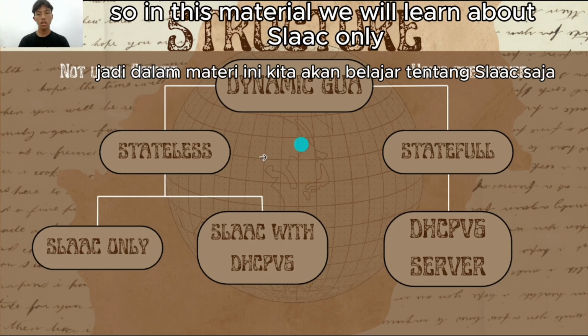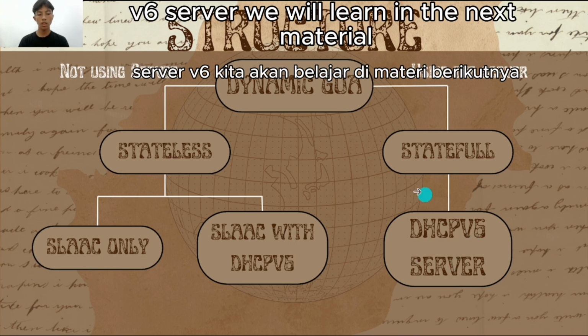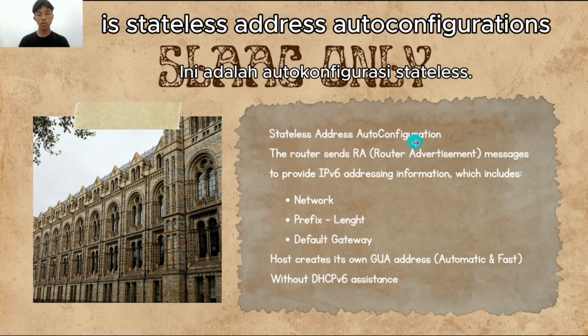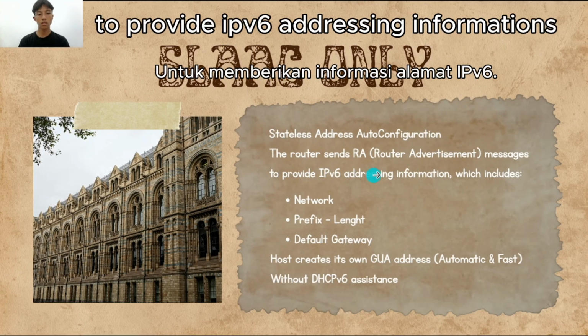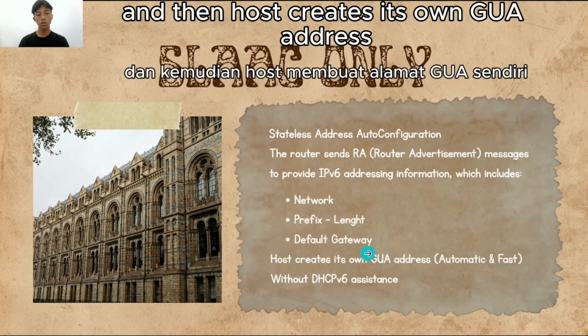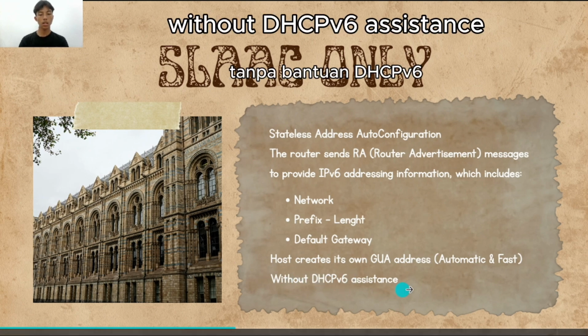In this material, we will learn about SLAAC only. SLAAC with DHCPv6 and the DHCPv6 server we will learn in the next material. For SLAAC only, the router sends an RA, or Router Advertisement, message to provide IPv6 addressing information, which includes network prefix length and default gateway. Then the host creates its own GUA address, automatically and fast, without DHCPv6 assistance.